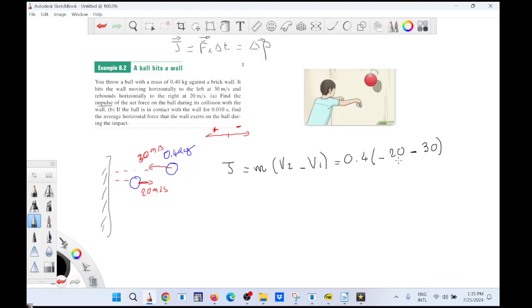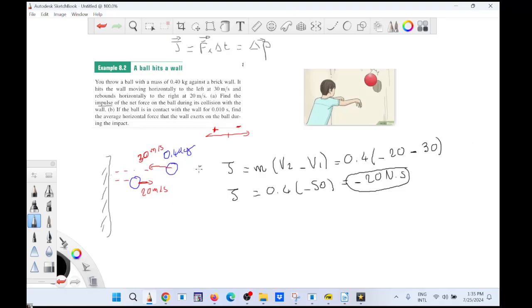And you don't want that because it takes a lot of force to make something bounce off compared to just stop it. So the impulse will be 0.4 times minus 50. So it's going to be 220 minus 20 Newton per second. So that will be the impulse.